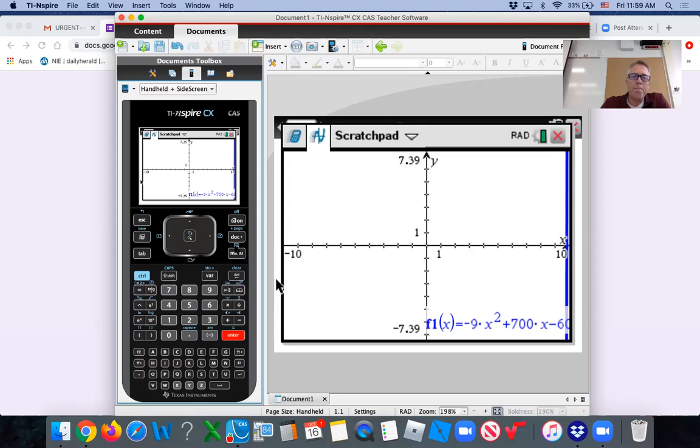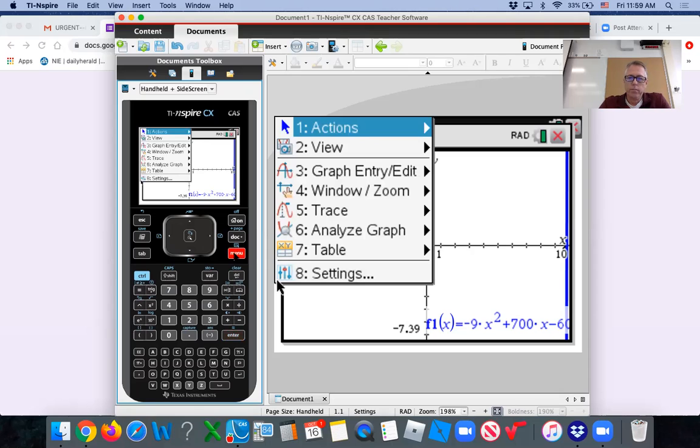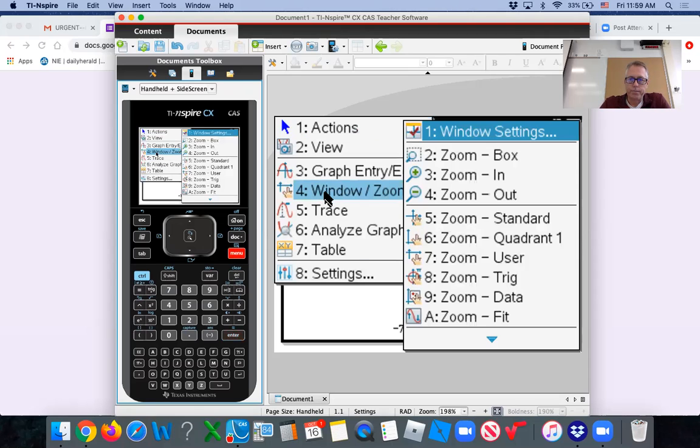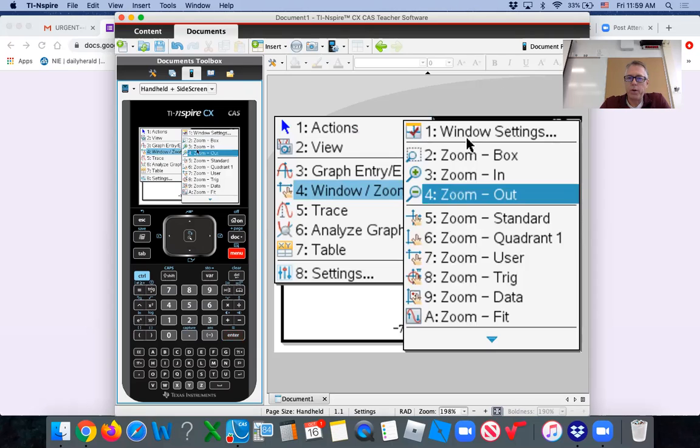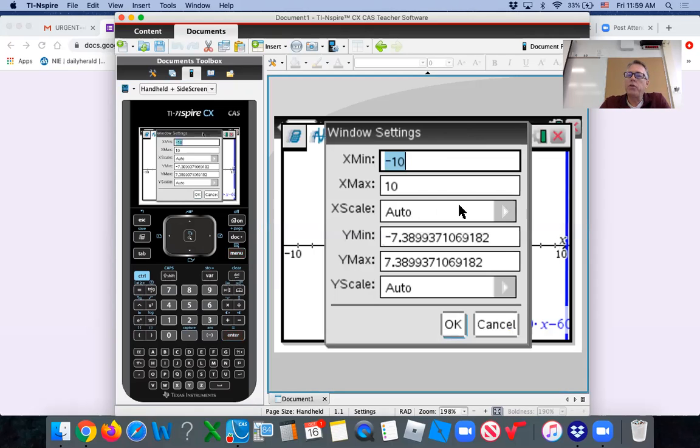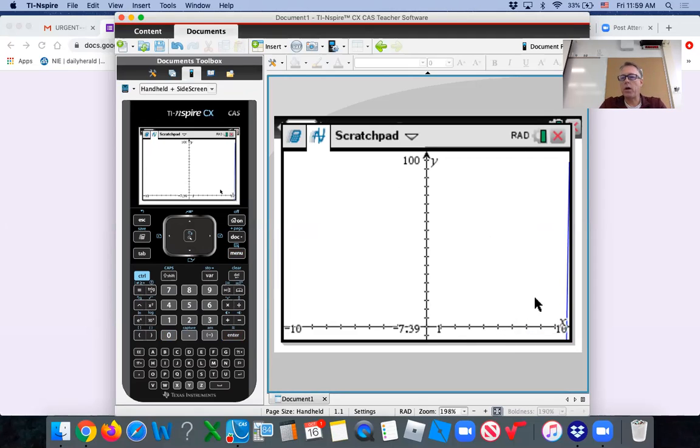So on a handheld, I'll go to menu, which is right here, and I'll go to window. And I'm going to change my window settings. I'm going to change my Y max again to 100. And I'll hit enter. And well, that didn't help much because it looks as though perhaps the graph is further to the right. So now I need to change my X max.